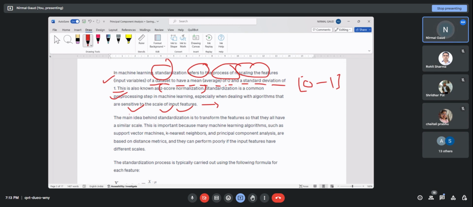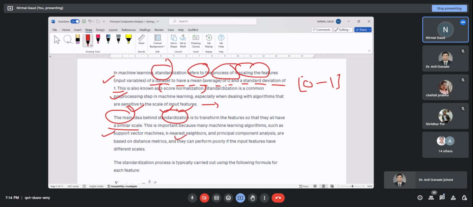Okay. So the main idea behind standardization is I want a similar scale in each and every feature. Whether you are using algorithms like support vector machines, k nearest neighbor, principal component analysis, these are distance metrics, distance based.